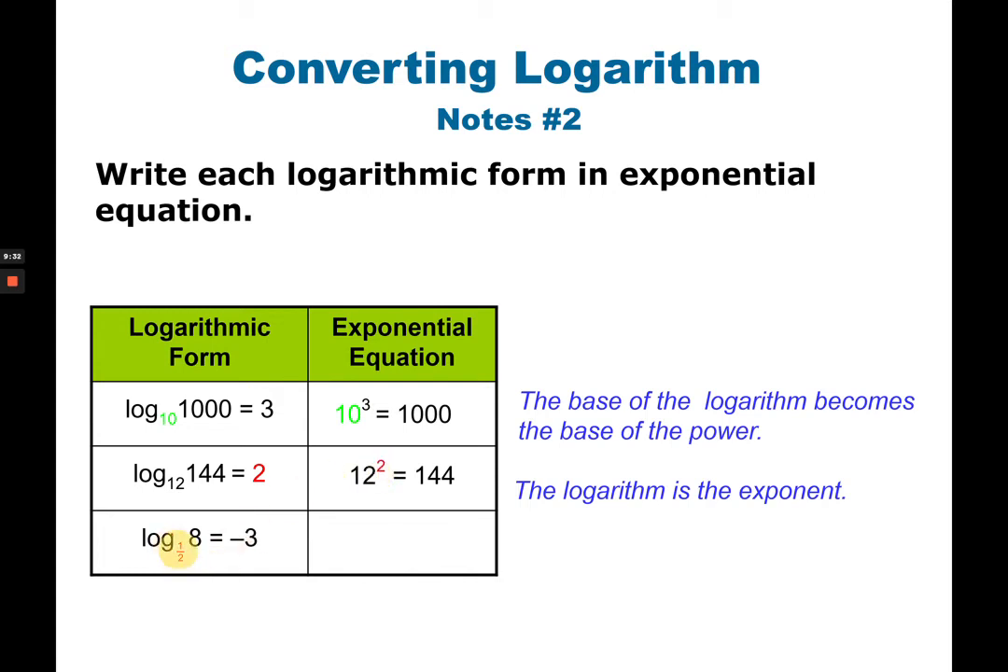How do we write this? 1/2 raised to -3 is equal to 8. That's your exponential equivalent of logarithm base 1/2 of 8 is equal to -3. How did it become a whole number? Remember, if you have a negative exponent, your base will flip. So it becomes 2 cubed. 2 cubed, 2 times 2 times 2, is 8.